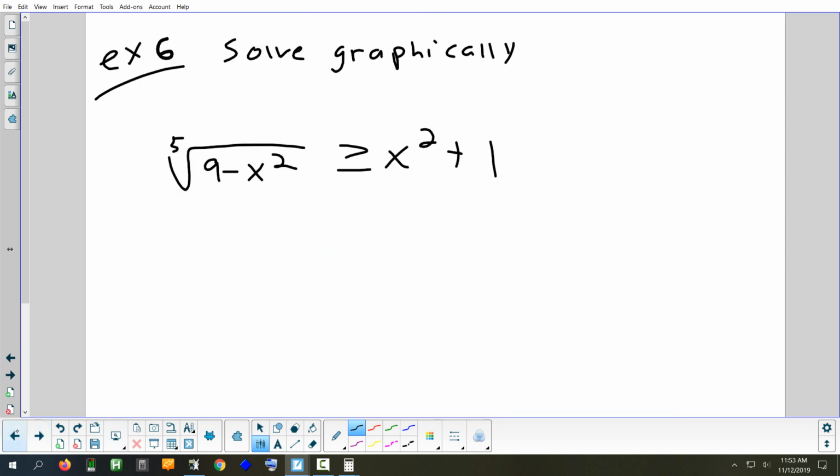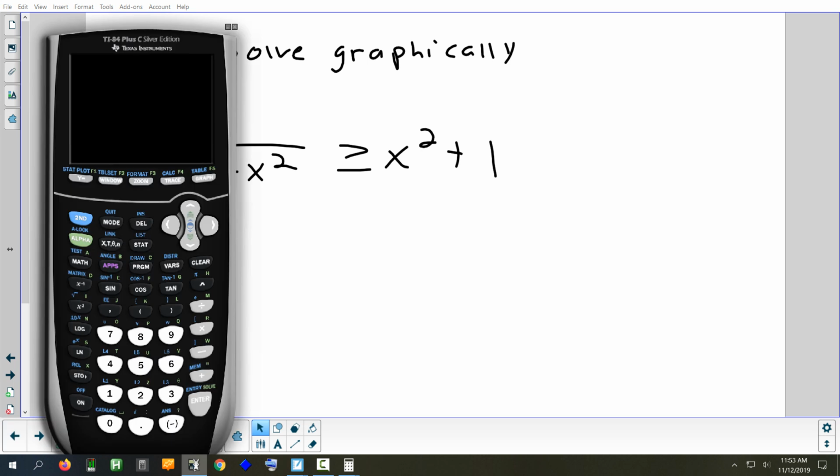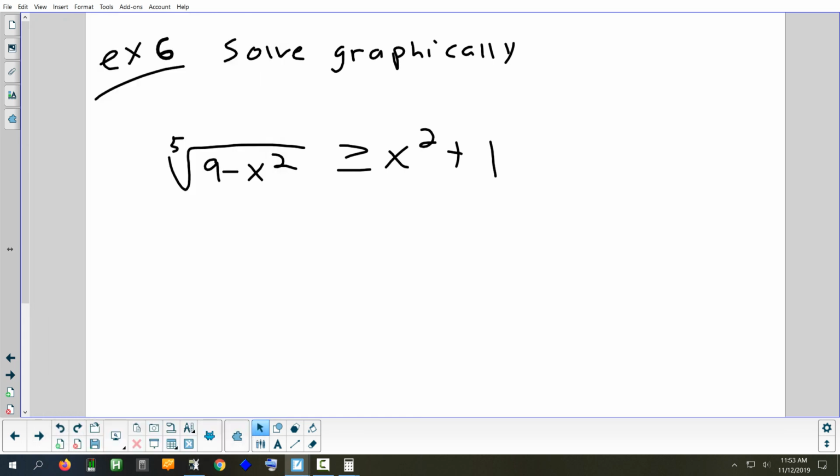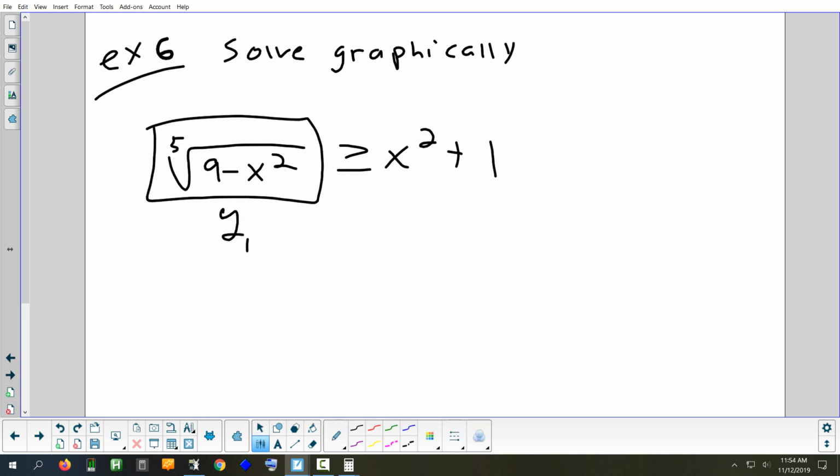Okay, so the last one is just a calculator one. It says solve graphically. Right, how am I going to solve this graphically? Can someone tell me just the strategy? What am I going to try to do? Just kind of one step at a time. Yeah? I would put the left part in one equation and the right part in another equation. All right, let's start with that.